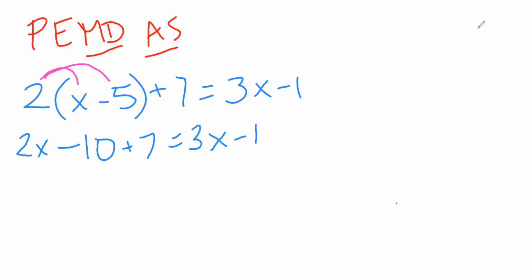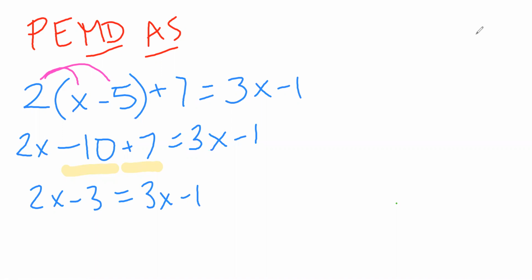And then when you have things that are on the same side of the equation, you're going to use PEMDAS, right? So here we have the negative 10 and the 7. We're going to combine those like terms. They're on the same side of the equal sign, right? They're both on the left. So you just combine them. You do not use inverse operations. That is just going to give us then 2x minus 3, because negative 10 plus 7 is negative 3, is equal to 3x minus 1.